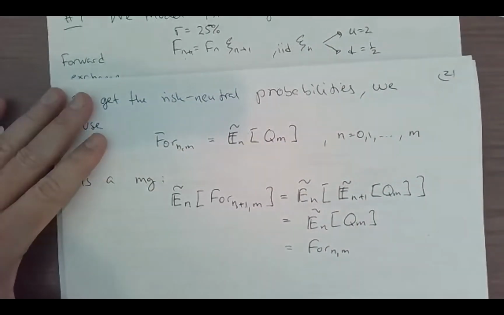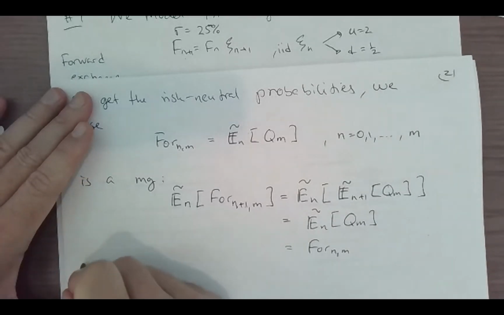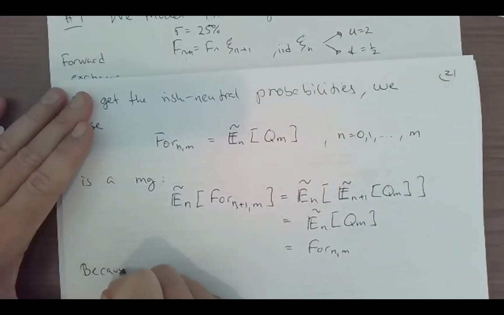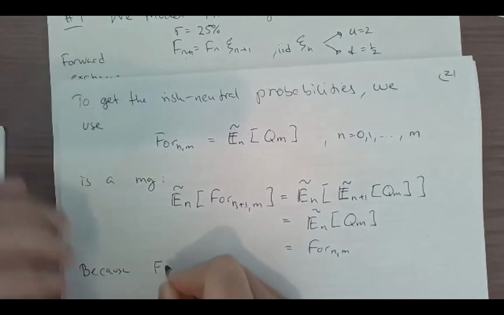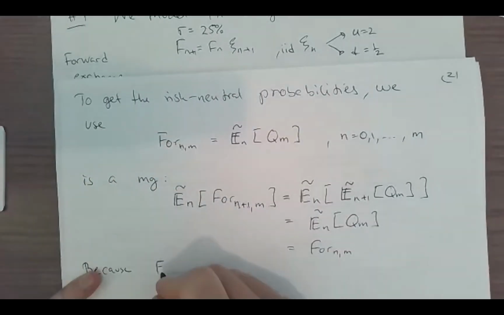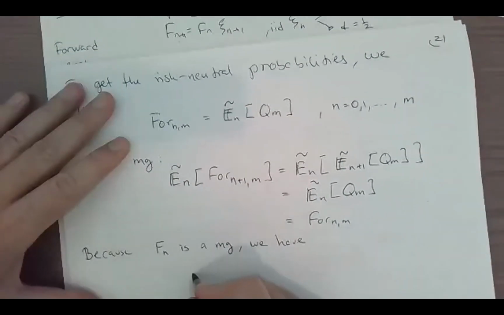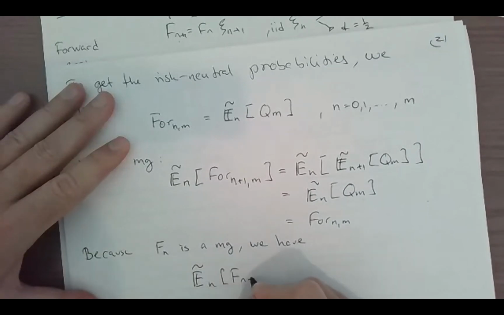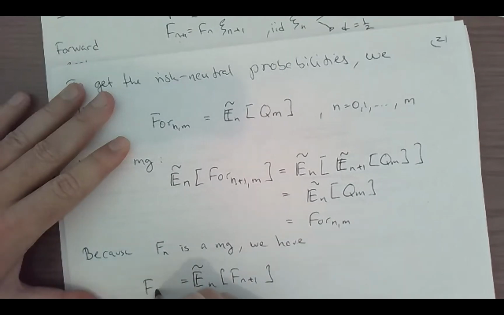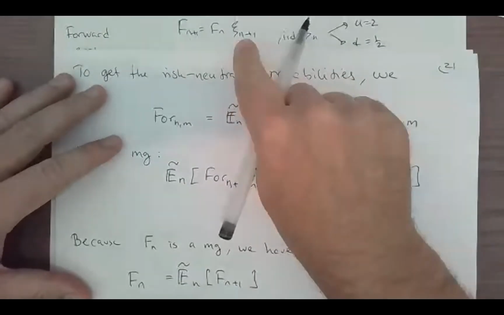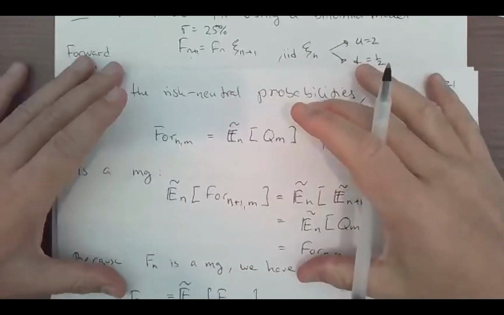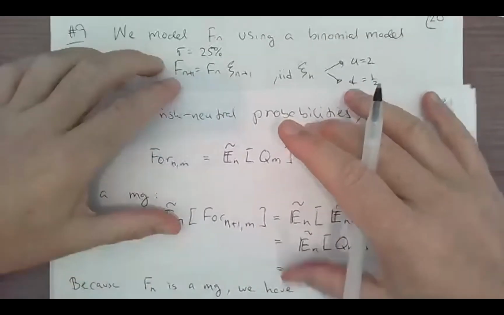Okay, so this is what we've done before. Because this Fn is a martingale, we'll have that the conditional expectation of Fn plus 1 is equal to Fn. So now we're back into the problem. This is what we did in class before the break.